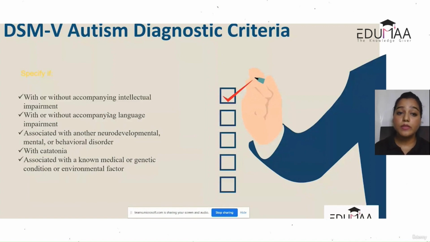So there are autistic symptoms, and then there are other symptoms that may be there because of other comorbid conditions. We need to specify whether it is with or without accompanying intellectual impairment, and whether the child has any acquired language impairment with it. We need to see whether it is associated with another neurodevelopmental, mental, or behavioral disorder, or with catatonia, and whether it is associated with a known medical or genetic condition or environmental factor. So if our child has another comorbid condition, we need to look at that as well.